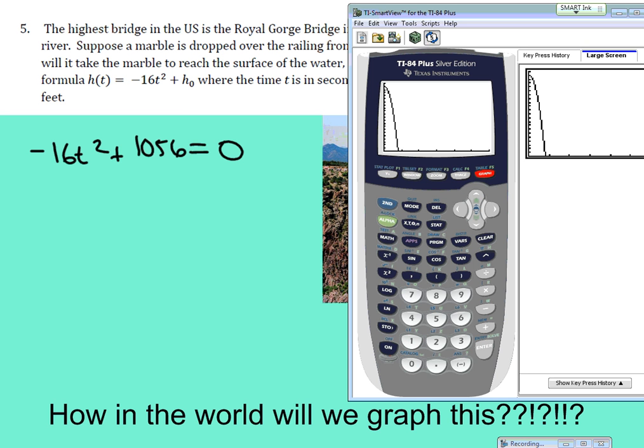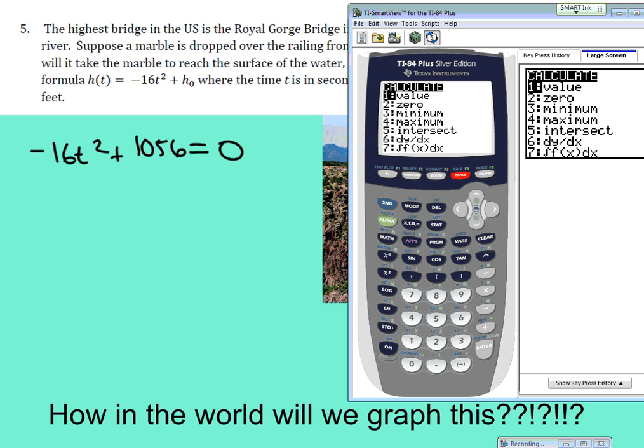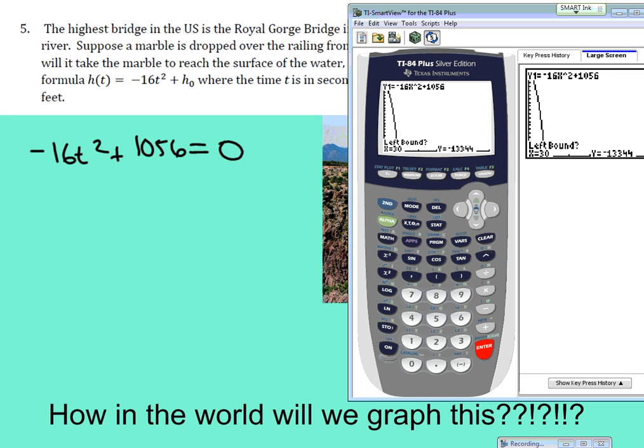I can trace it, or here we go, second calc. Look for the 0. So my left bound: when x is 30, it's already negative 13,000 feet. It's already hit the water. My left side is where I need it to be positive. So it's not going to take very long at all. At almost 7 seconds, it's still 267 feet in the air, so I'm going to use that as my left bound. Now I'm going to go down to where it's negative. At 9 seconds, it's already in the water. So it's got to be somewhere between 7 and 9 seconds.